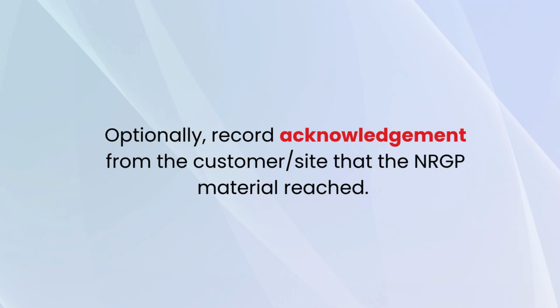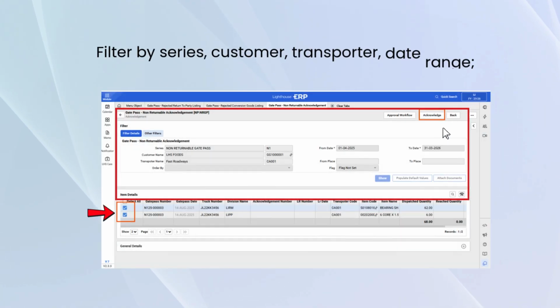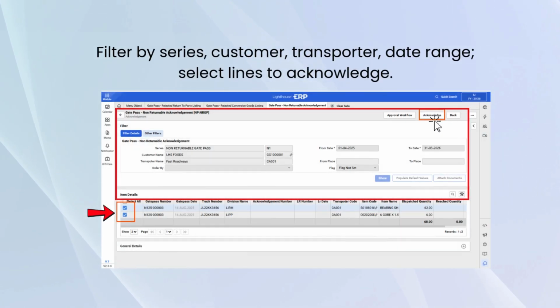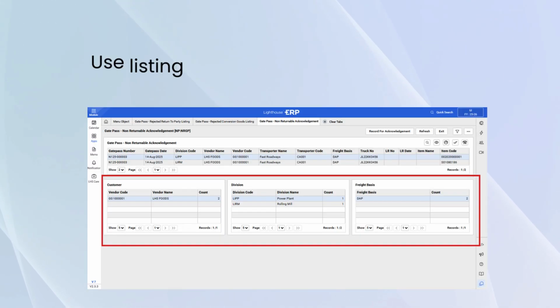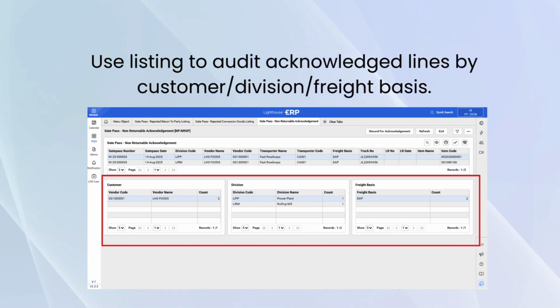4. Non-Returnable Acknowledgement. Optionally, record acknowledgement from the customer site that the NRGP material reached. Filter by series, customer, transporter, date range. Select lines to acknowledge. Use listing to audit acknowledged lines by customer division freight basis.